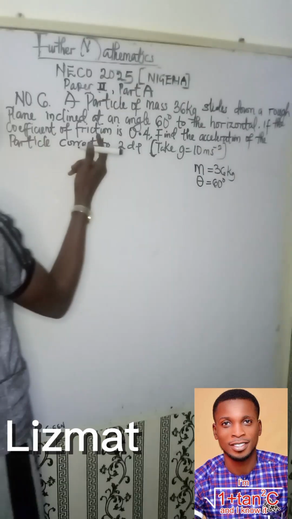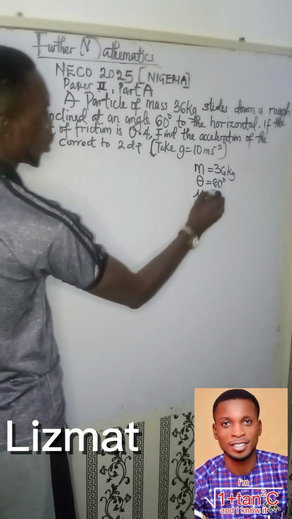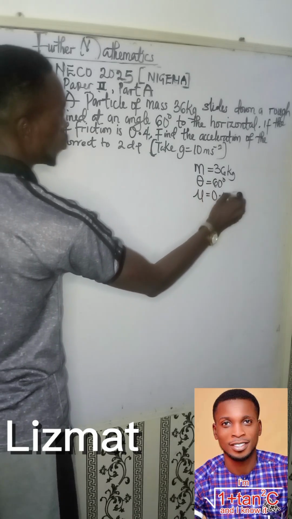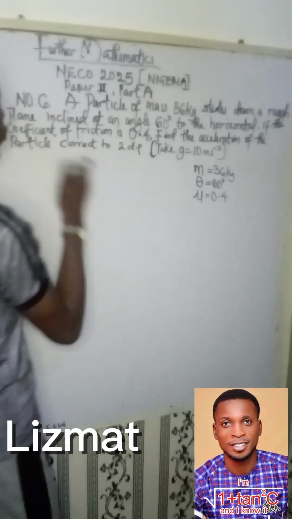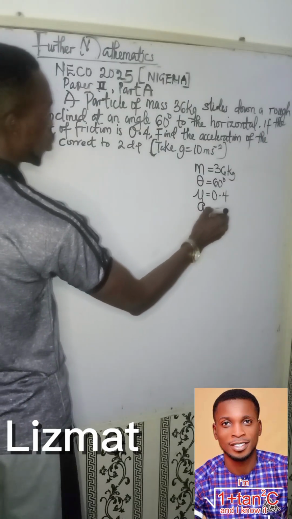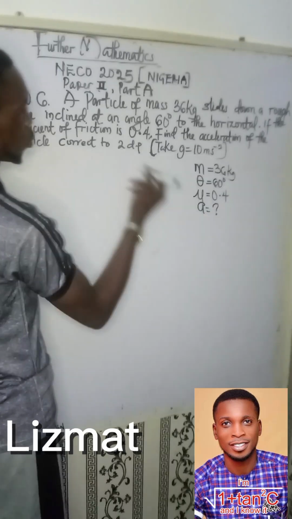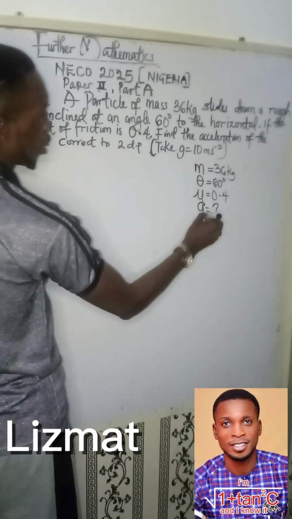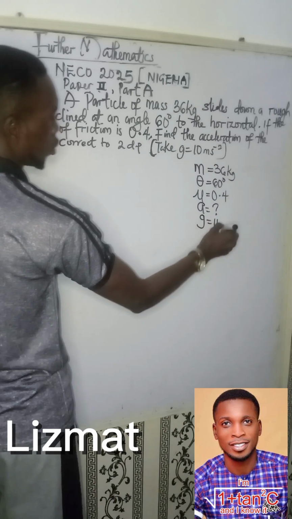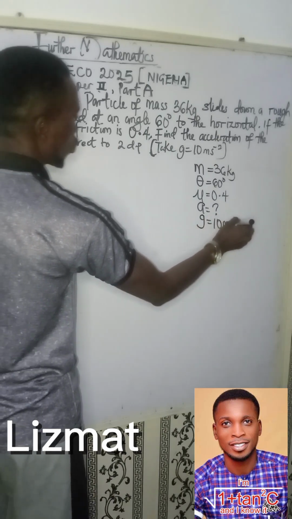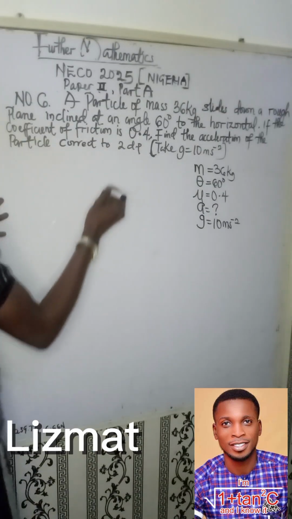If the coefficient of friction is 0.4, we have to find the acceleration of the particle to 2 decimal places, such that acceleration due to gravity is 10 meters per second squared. All right, so let us draw the diagram of the system.